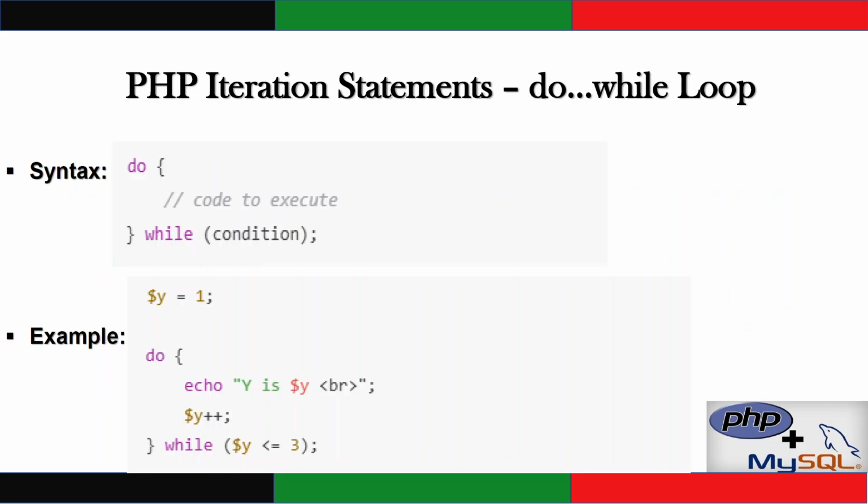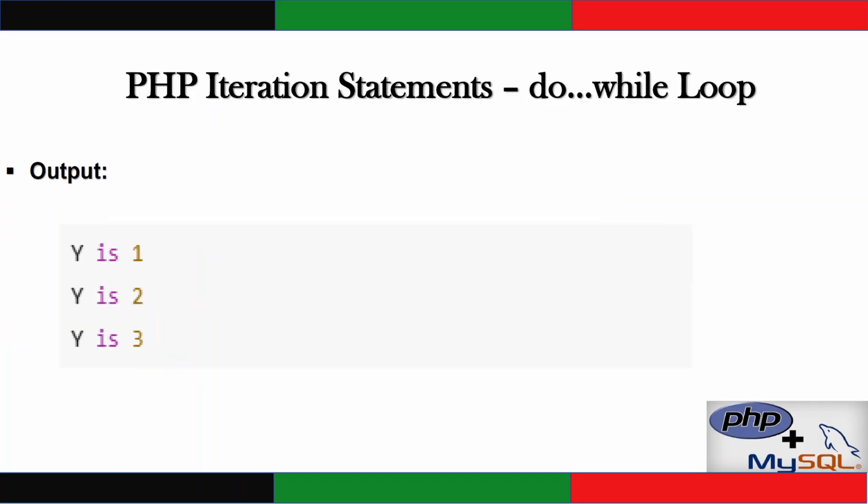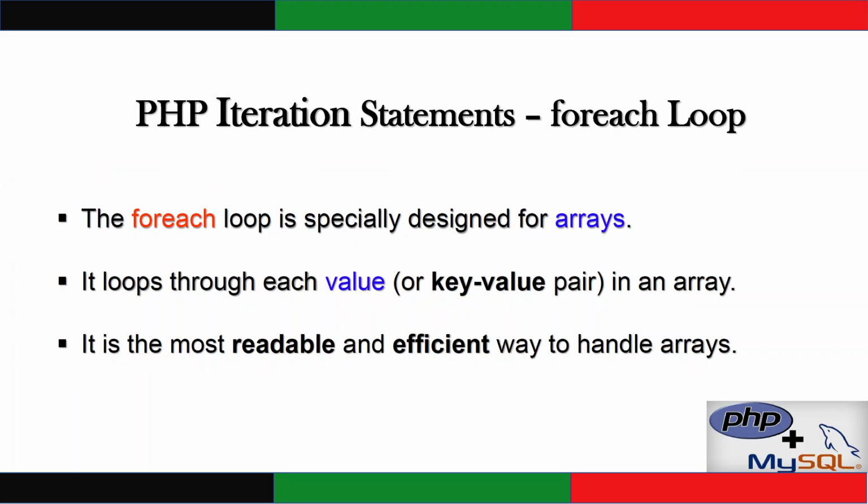Okay, so this is the syntax. Under the do part, we put the code that we want to repeat. Then the while part is where we check the condition. So in other words, it's the same as what we have in the while loop, but just picking the condition and bringing it down here. Okay, so that's going to be the output.